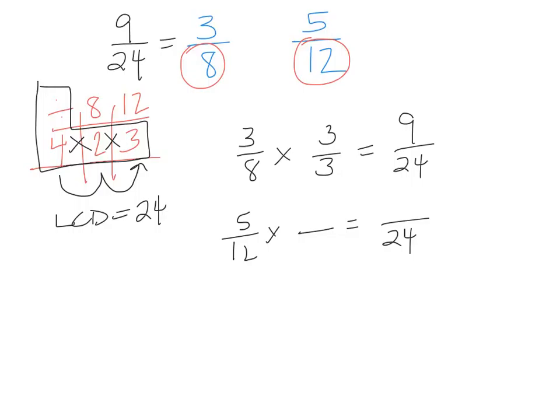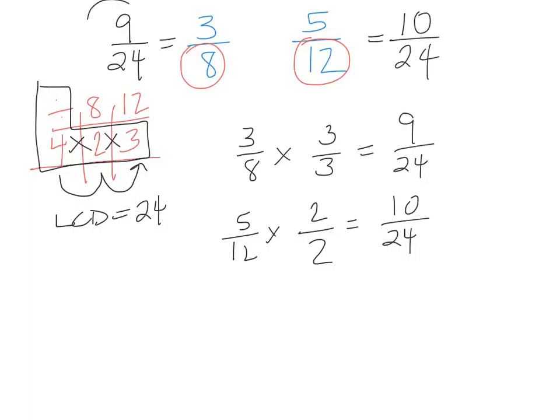Now I'm going to try 12. And I know that 12 times 2 equals 24. So I'm going to put it on the top. 5 times 2 is 10. So 5/12 is the same as 10/24.